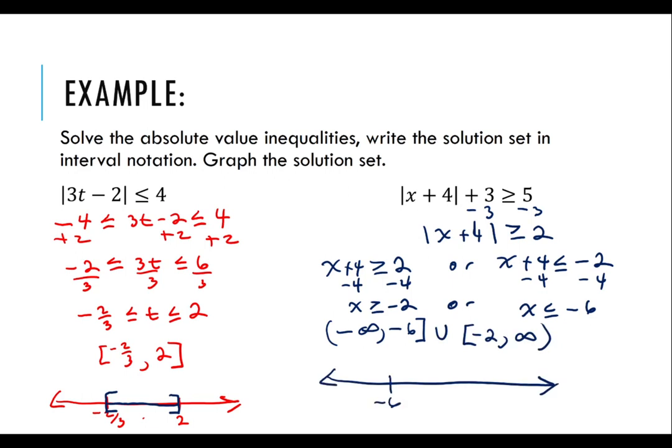For our graph, remember which one's more negative than the other. So negative 6 is on the left and negative 2 is on the right, because then we have 0 over here somewhere. And then to get from negative 6 and less than that, a bracket on negative 6 and everything to the left, and then a bracket on negative 2 and everything to the right.